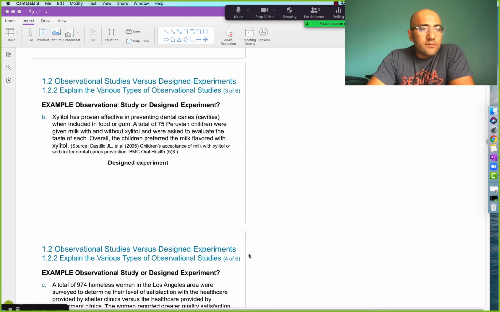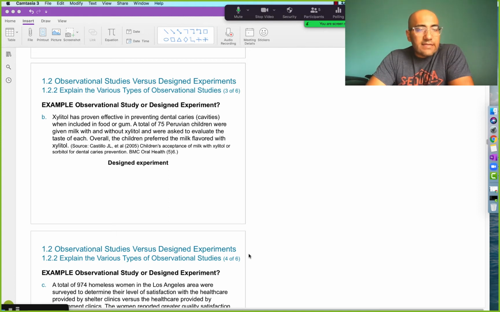Another example. Xylitol has proven effective in preventing dental cavities when included in food or gum. A total of 75 Peruvian children were given milk with and without xylitol and were asked to evaluate the taste of each. Overall, the children preferred the milk flavored with xylitol. So this is an experiment.